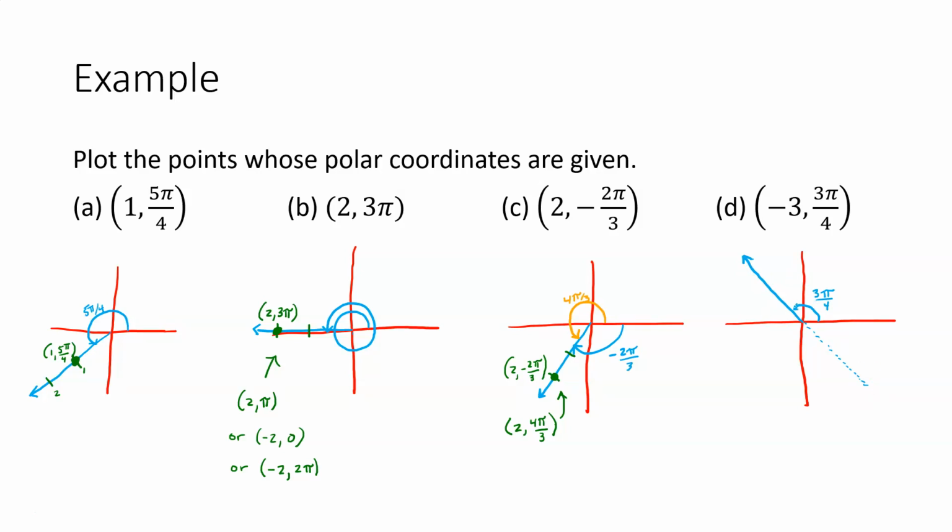So the angle 3 pi over 4 is going to land in quadrant 2, but because it's got a negative r, we're going to land in quadrant 4. Okay, so now again we're going to go 3 units down this line. That'll take us to the point negative 3 comma 3 pi over 4.